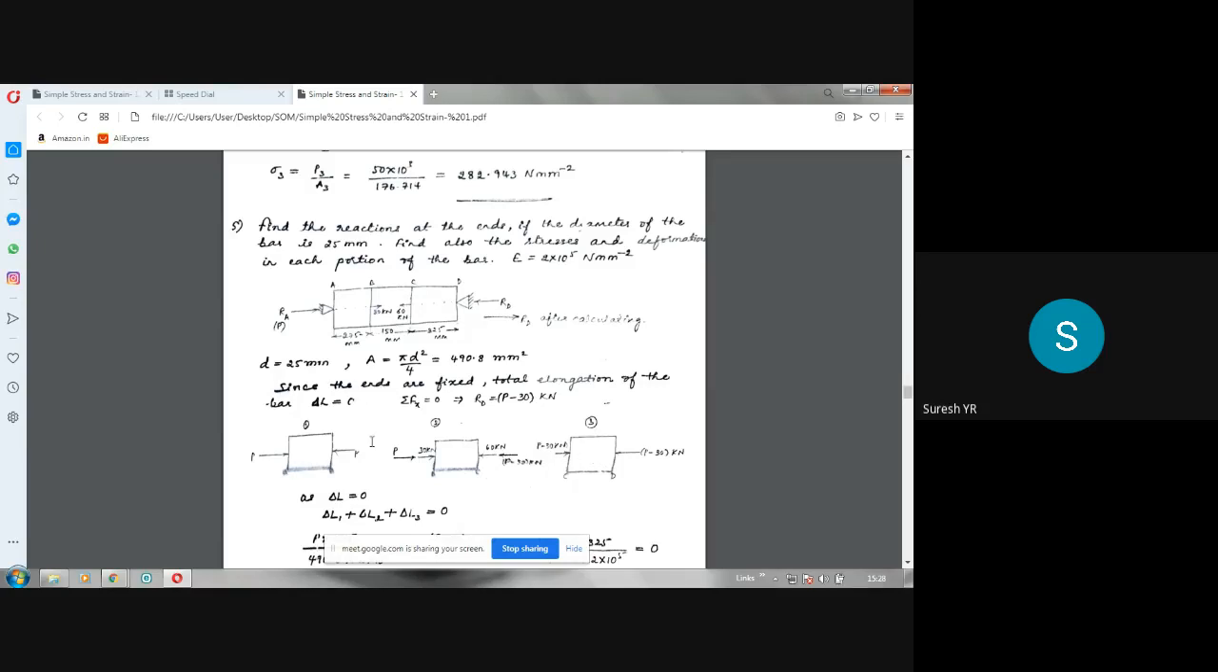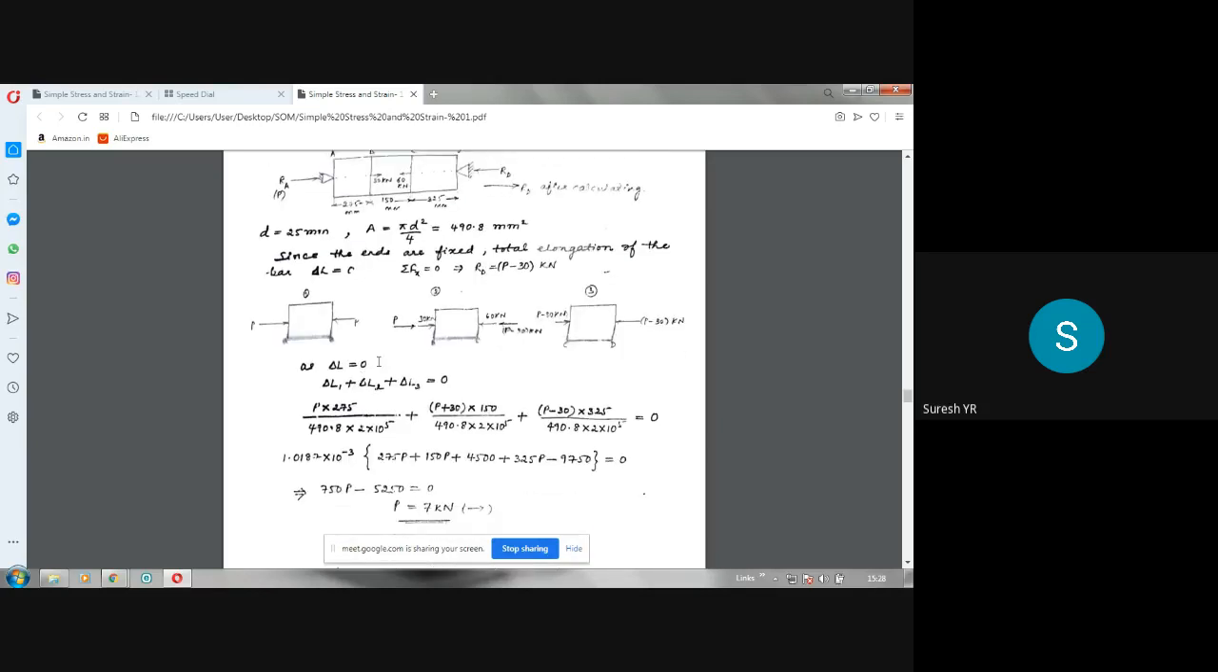So what we have done up to this is, since the ends of the bar are fixed here, total deformation of the bar will be 0. So the delta L will be 0. By using the equilibrium equation, sigma Fx equals 0, P plus 30 minus 60 minus RD is equal to 0. So RD becomes P minus 30. Then I have taken these segments separately and I have written the free body diagram of the three segments separately. Now we know this condition, delta L is equal to 0. That is delta L1, which is the deformation in this bar, delta L2 is the deformation in this bar, delta L3 is the deformation in this portion. You have to add them, that will be equal to 0.